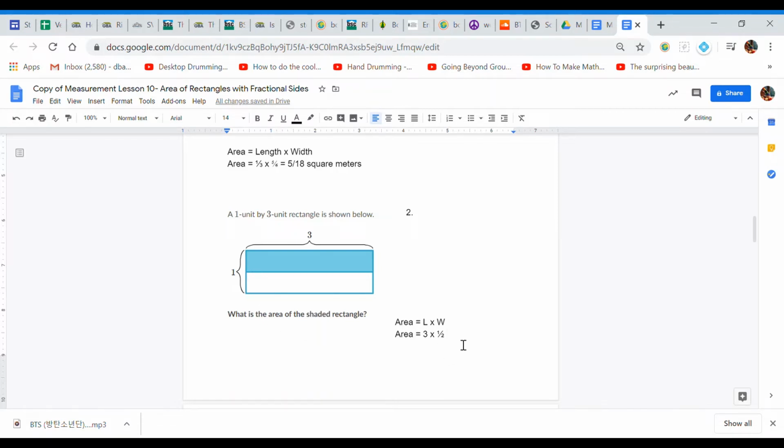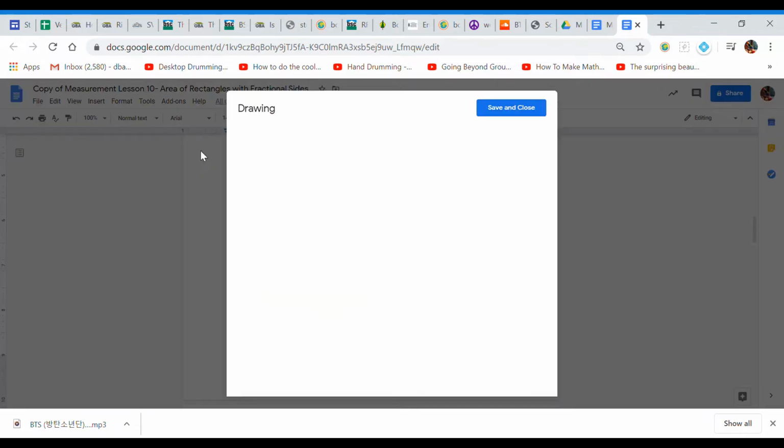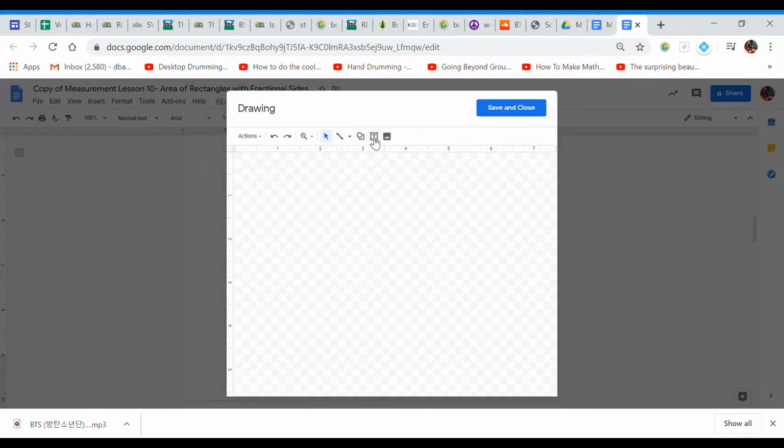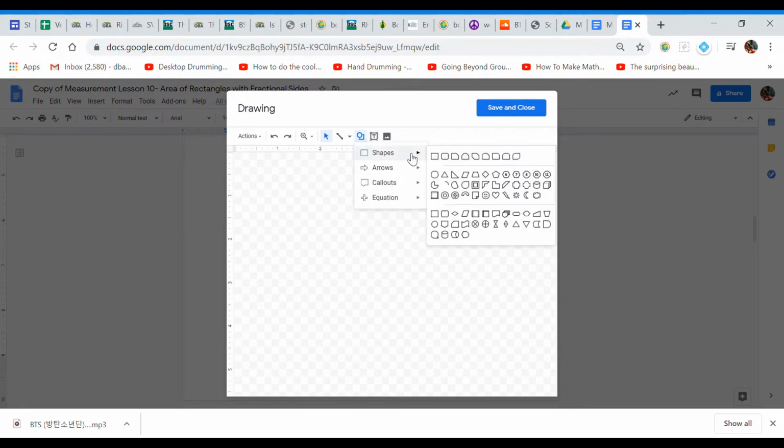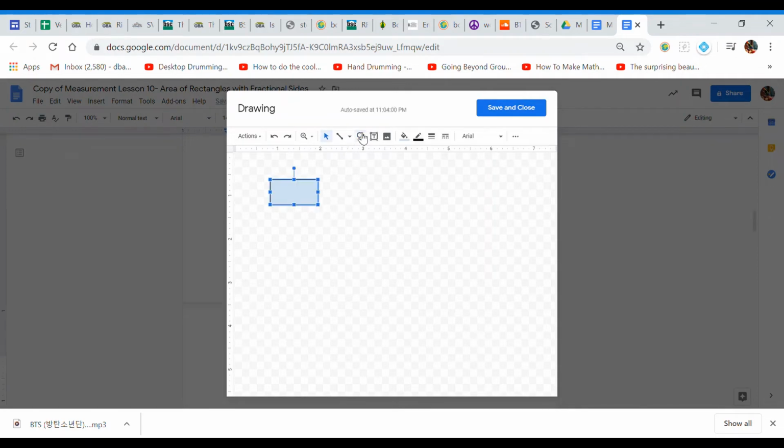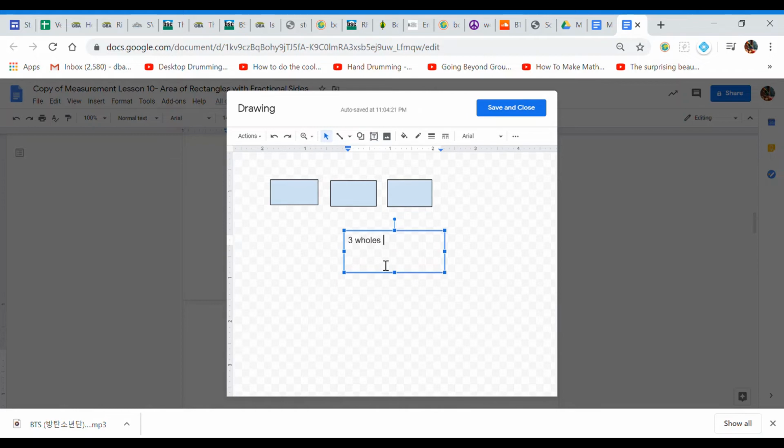3 is 3 wholes, and to have 3 wholes, I'm going to draw what that looks like. 3 wholes as a fraction is literally just 3 wholes, 3 boxes. And they're not broken into any pieces because there's no denominator. So 3 wholes as a fraction, we can write as 3 ones, or 3 over 1. Okay? It's just a way of proving that to you.